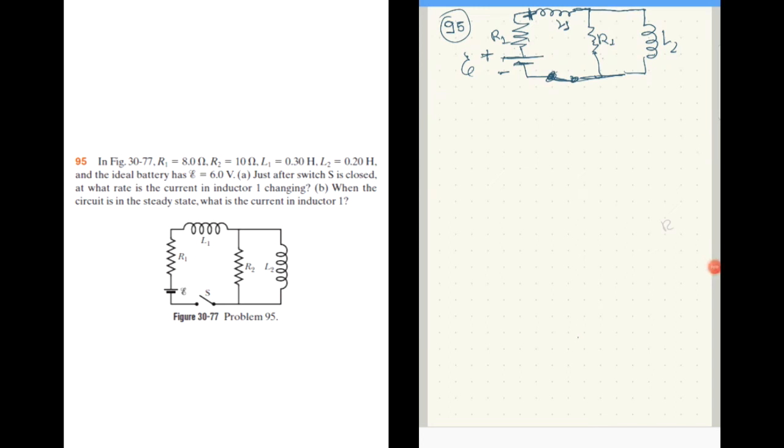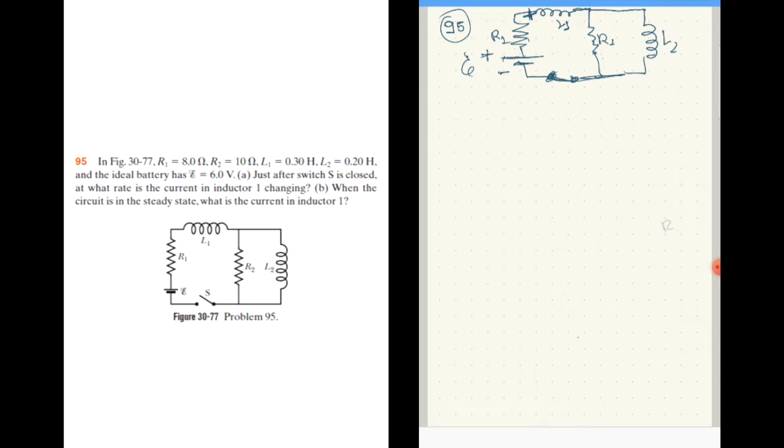This time we're going to solve problem 95. It's a problem about a circuit, and it asks us to determine the current passing through inductor 1 right after the key is closed. Actually, I made a mistake. It asks what's the derivative of that current with respect to time right after the key is closed.